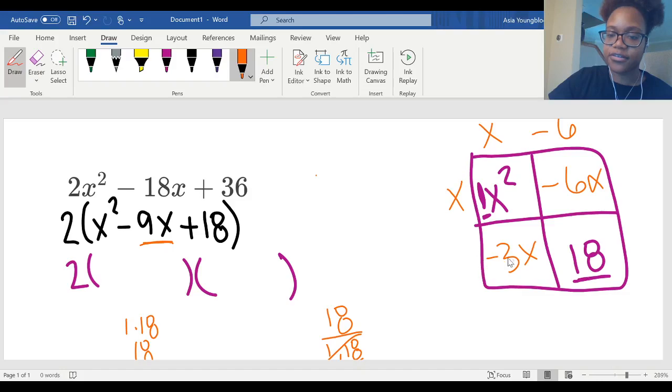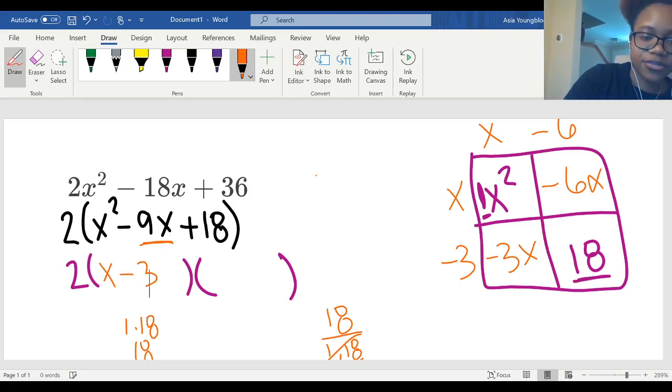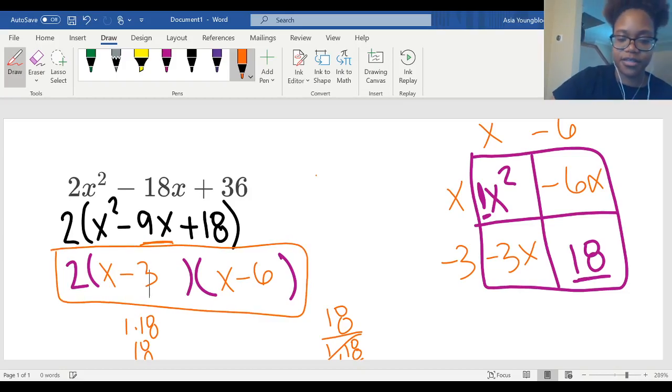In this box here, negative 3 times x is negative 3x. And just to verify that our numbers are correct, we can check that negative 3 times negative 6 is 18, which it is. So our two factors are going to be x minus 3 and x minus 6. So this would be the answer we would type in to Khan Academy.